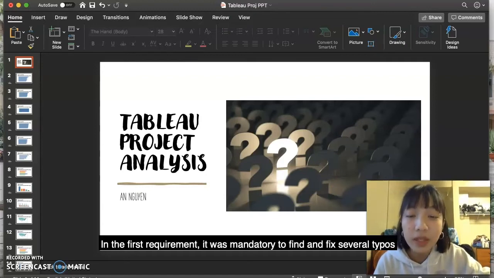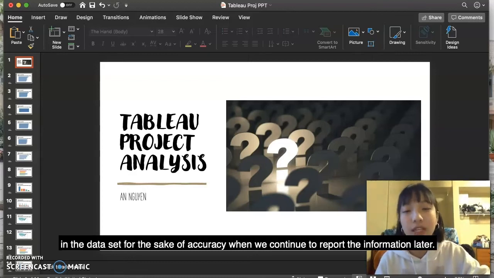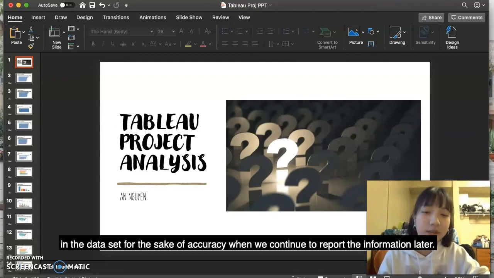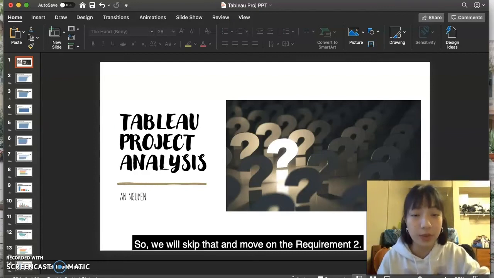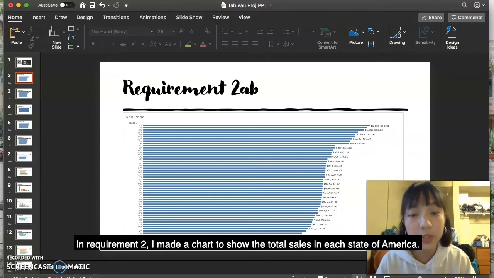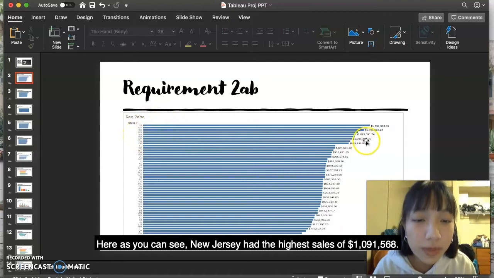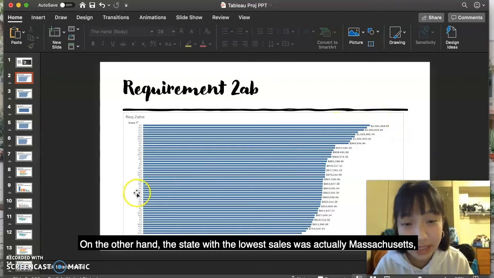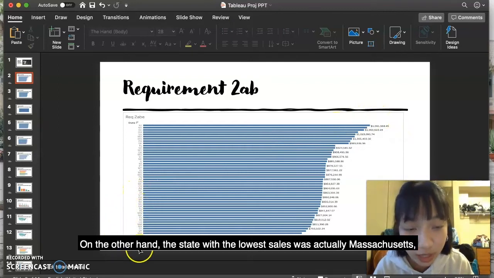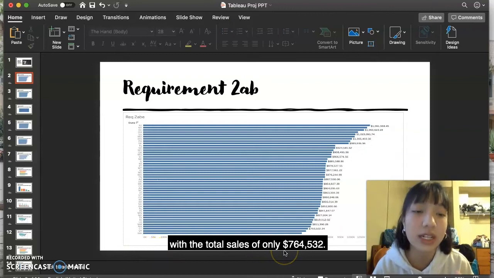In the first requirement, it was mandatory to find and fix several typos in the dataset for the sake of accuracy when we continue to report the information later. So we will skip that and move on to requirement 2. In requirement 2, I made a chart to show the total sales in each state of America. Here, as you can see, New Jersey had the highest sales of $1,091,568. On the other hand, the state with the lowest sales was actually Massachusetts, with a total sale of only $764,532.